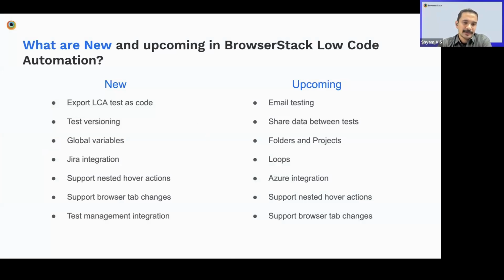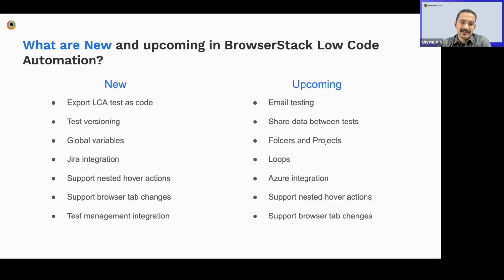We have test versioning, so you can revert to any of the old tests. Global variables, so that you can reuse them across all the tests. Jira integration for bug reporting. So in regression analysis, if you find some bug, you can just report that to Jira with a single button click. We also cover some edge cases, like nested hover actions can be recorded, and browser tab changes and switches can be recorded. We also have a test management integration so that the build reports can automatically flow into the test management tools.